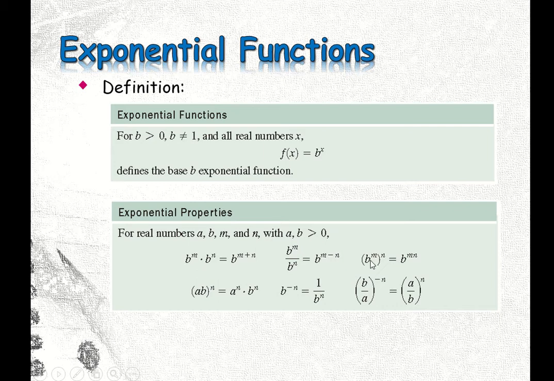Another one is b raised to a power m, enclosed with a parenthesis, and the whole thing raised to another power n. This is equivalent to b raised to a power m times n. So we just multiply the exponents. Another one is if you have the product of a and b raised to a power n, we can rewrite this as a to the power n times b to the power n.